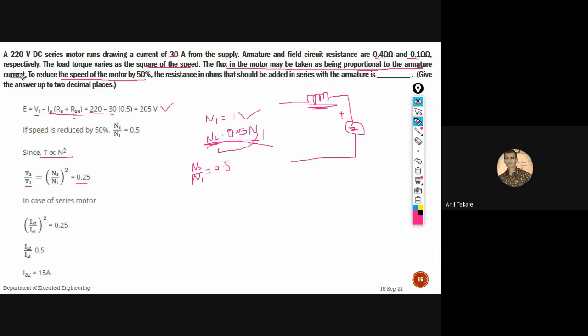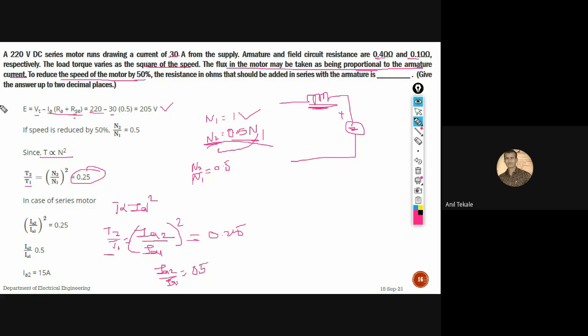Next, we also know that the flux in a motor may be taken as being proportional to the armature current, and torque is directly proportional to Ia squared. So we can write T2 by T1 is equal to (Ia2 divided by Ia1) squared. The value of T2 by T1 we calculated here is 0.25. That means (Ia2 by Ia1) squared is equal to 0.25. If we take the square root, Ia2 divided by Ia1 is equal to 0.5.